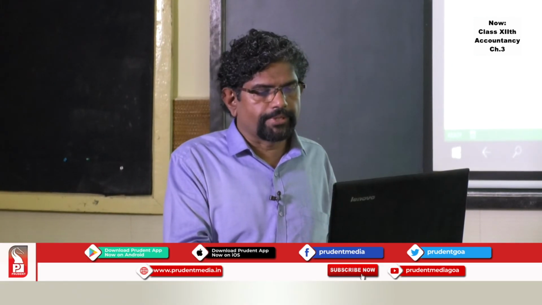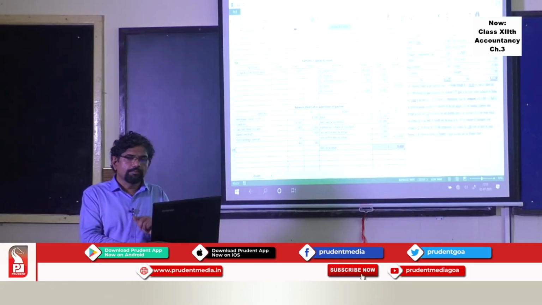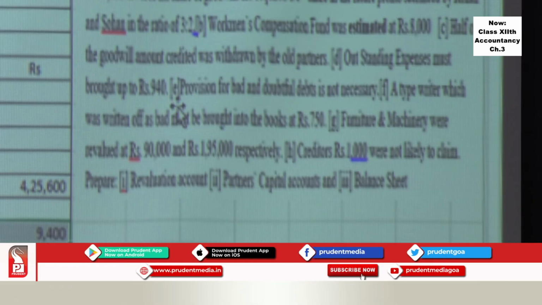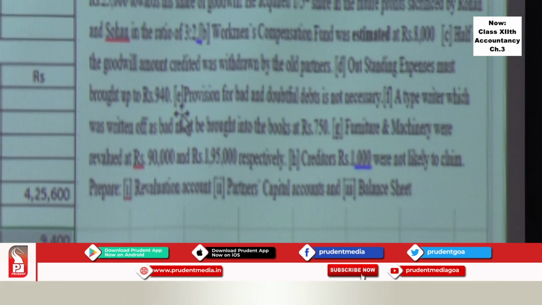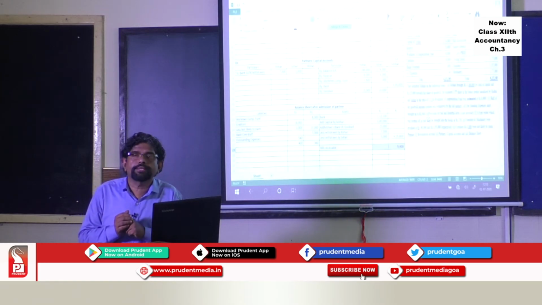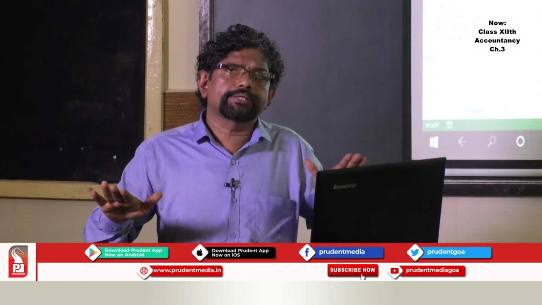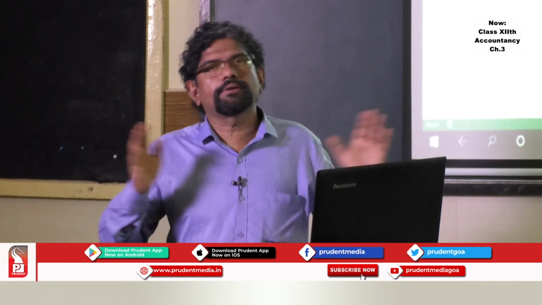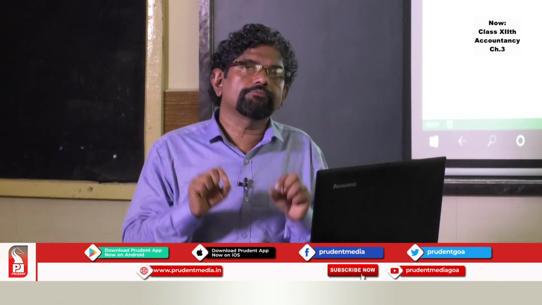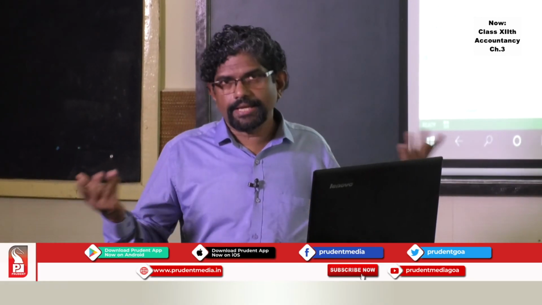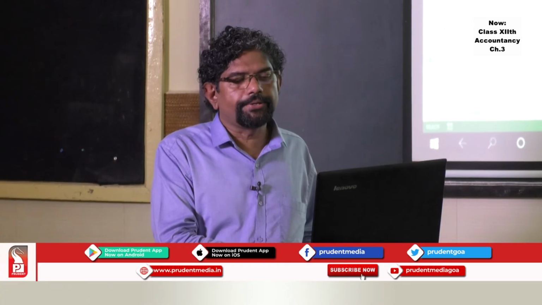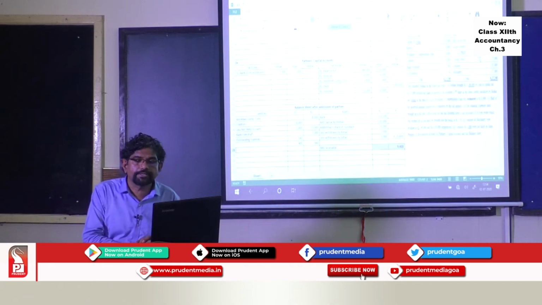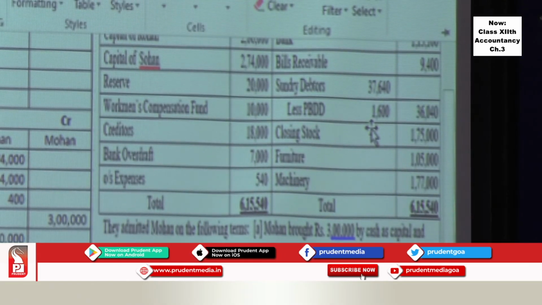But if you look at adjustment number E, it says provision for bad and doubtful debts is not necessary. So what would it mean? It would mean that all our debtors are good. There is no need of keeping any amount as a provision for bad debts. All our debtors are financially sound and they are very reliable and faithful people. They would make the payment on the due date or before the due date. So there is no need of keeping any provision for bad and doubtful debts. Very happy news. Our asset will increase. So if we don't want to keep this 1,600, our debtors will be 37,640 rupees. So this is going to be an increase in our assets.